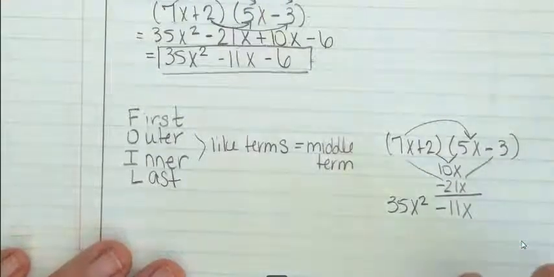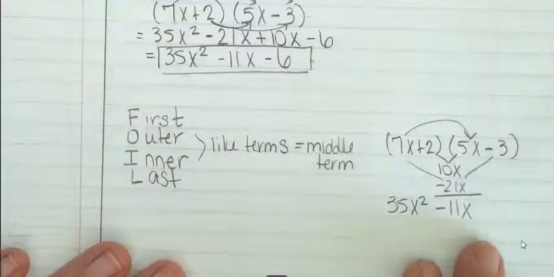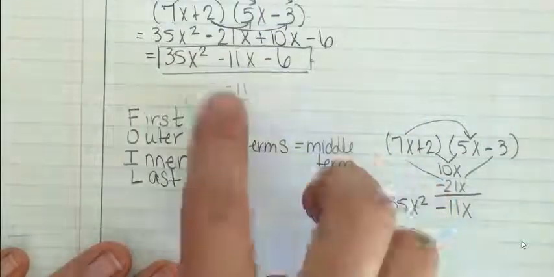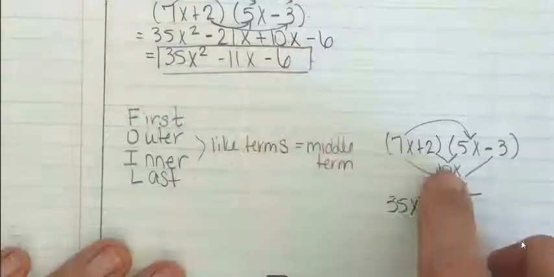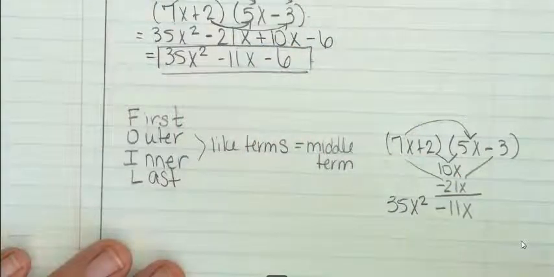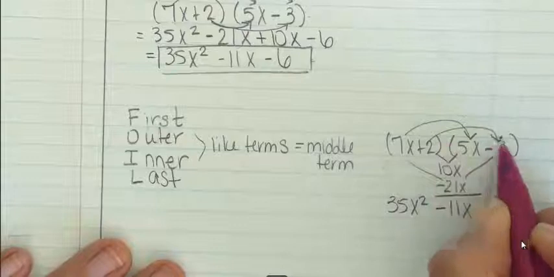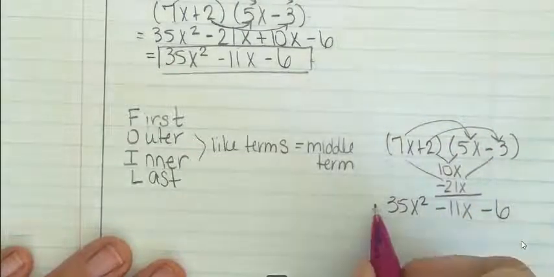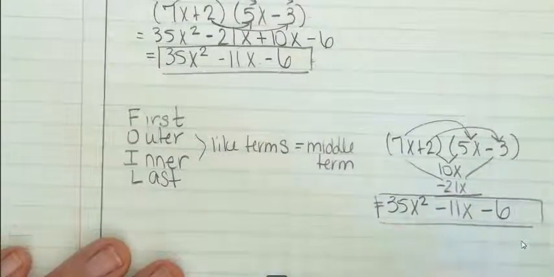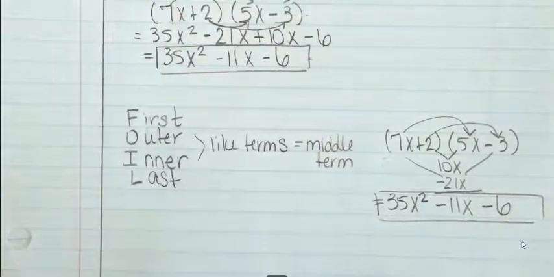I haven't actually skipped any steps so far, right? I have the exact same stuff here that I had right here. It's just written in a little different format. Okay, and then my last two terms give me that negative 6. Voila, I'm done. I got the exact same answer, basically the exact same way.